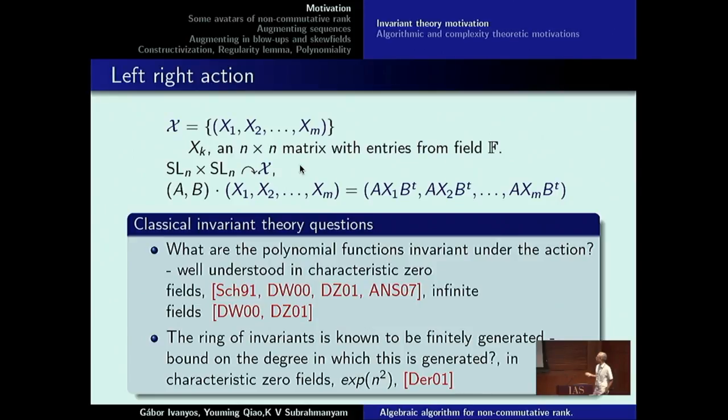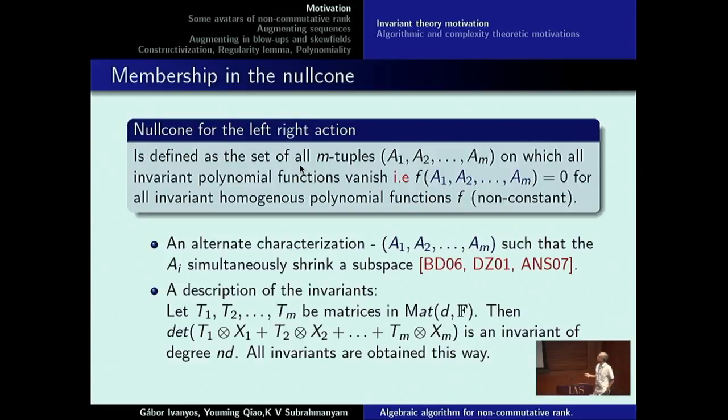As Harm mentioned in his talk, the ring of invariants is known to be finitely generated. A natural question that comes up is a bound on the degree in which the ring of invariants is actually generated. The first three slides are, I would say, pre-2015, so things changed dramatically after that. The bound known at that point was exponential in n squared. Visu will talk about how this comes down to polynomial in n, actually. So that was one question.